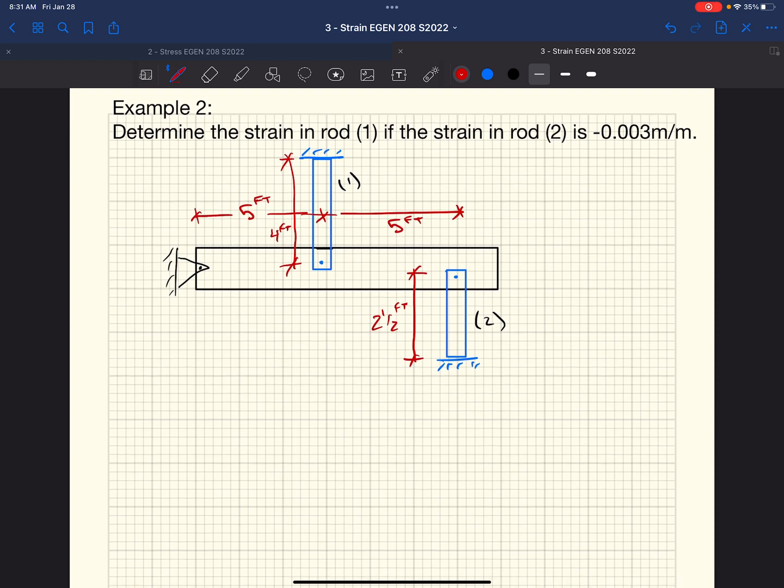Second example. We want to determine the strain in rod 1 if the strain in rod 2 is negative 0.003 meters per meter. Well, we're going to change this to feet per feet because I changed this example and I forgot to change that. What does that mean? Well, it's the same as negative 3,000 micro feet per feet, right?